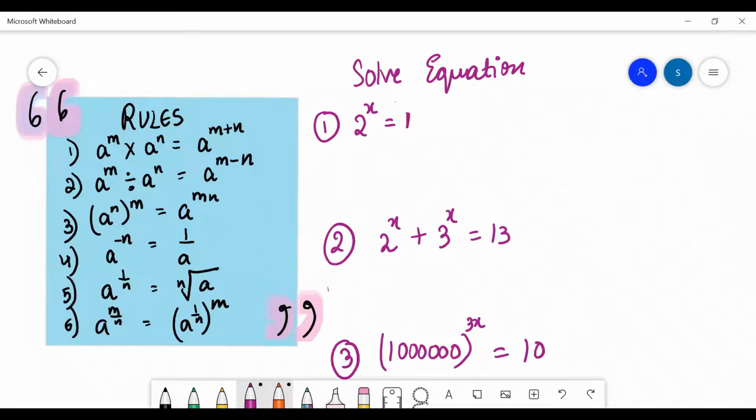So I think it's pretty easy to solve the first equation at this point. You just got to take x value as 0. So 2 power 0 is equal to 1.